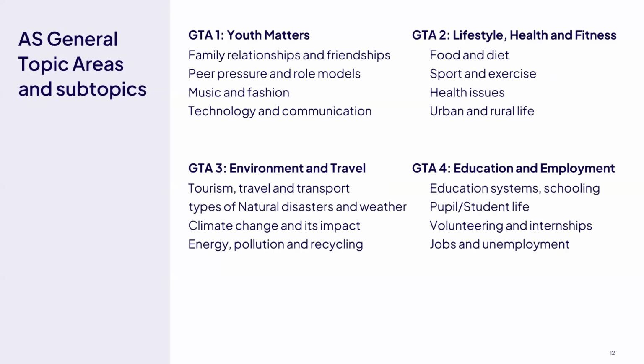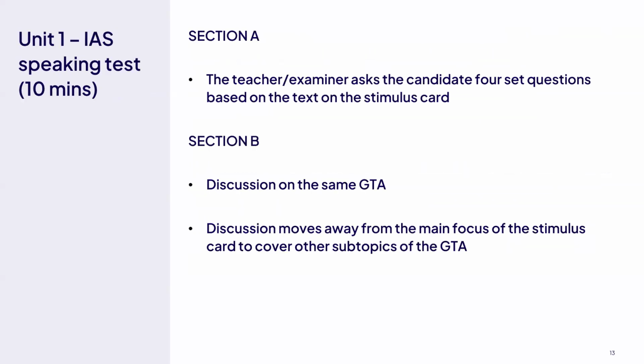Let's just look back at those. So if we just take an example, general topic area 2, if the card is about food and diet, we ask the 4 questions on the card related to food and diet, and then you develop the conversation on, and it could be on health issues or rural and urban life, etc. So we stay within the general topic area for that unit 1.